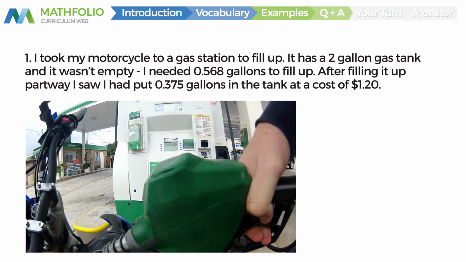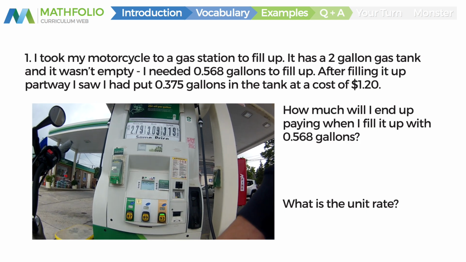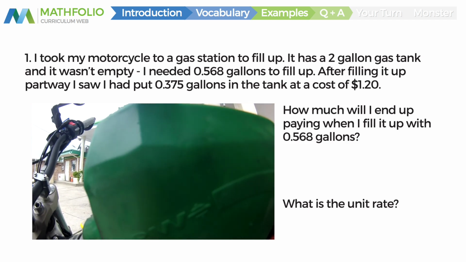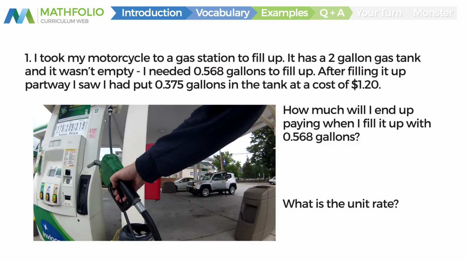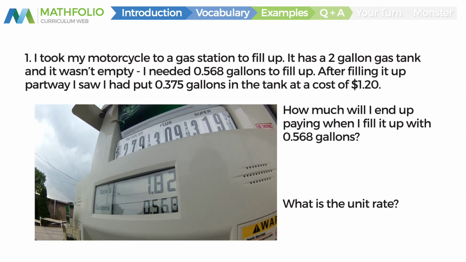All right, so as you see, I partway filled it up, and it shows that the 0.375 gallons are in the tank, and at the moment it's going to cost me $1.20. So the question is, how much will I end up paying when I fill it up with 0.568 gallons? So press pause, give it a shot. All right, so the video shows us the answer, but let's try and calculate it right now. I'm gonna grab the blue pen.